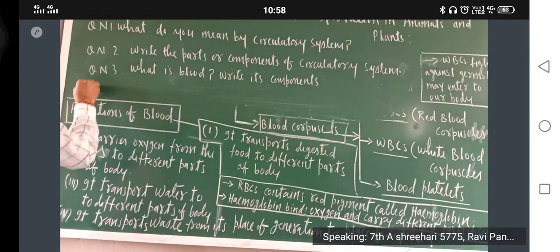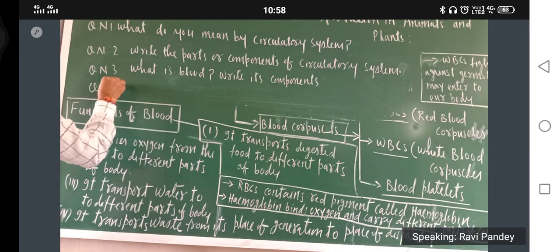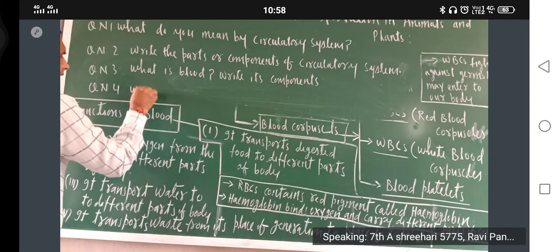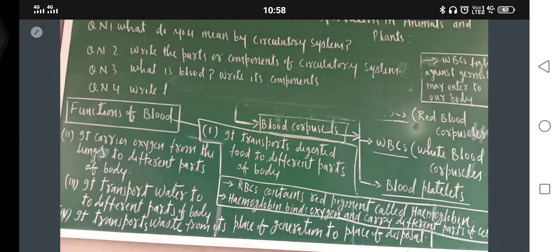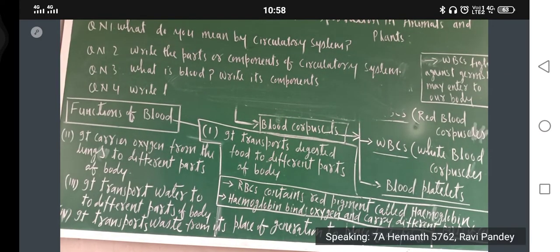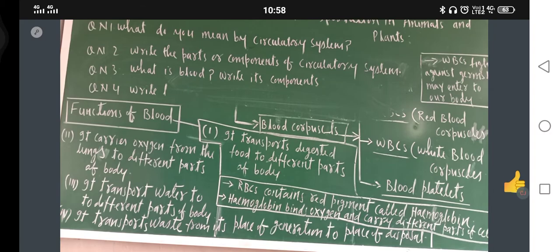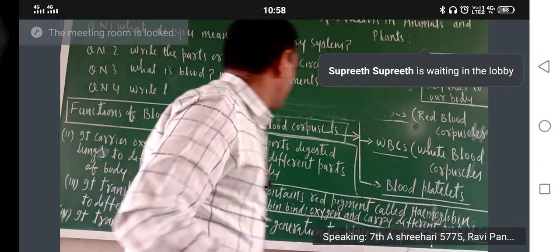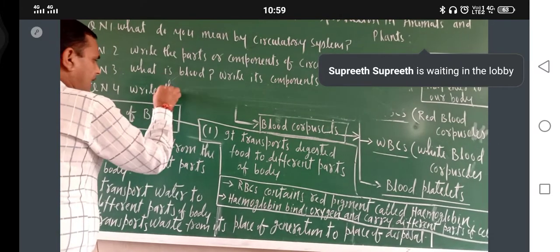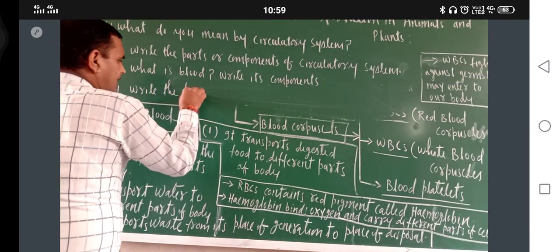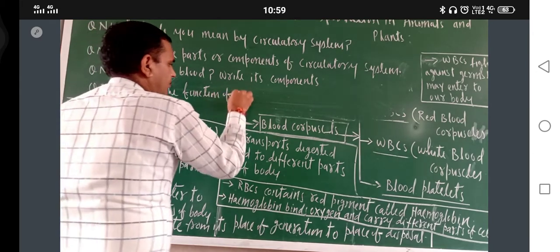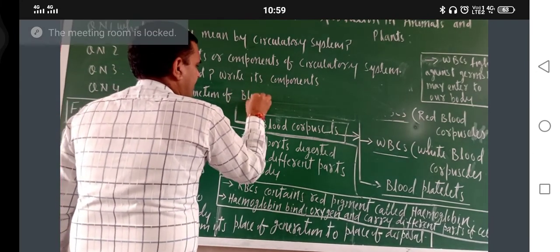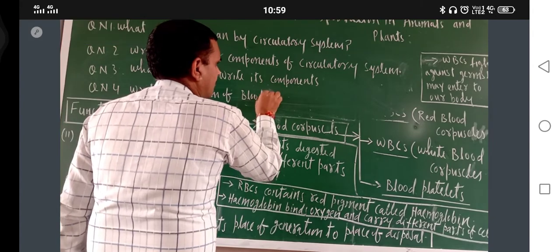Question number 4. Write the function of blood. Am I audible and visible? Please indicate. Okay. Write the function of blood.